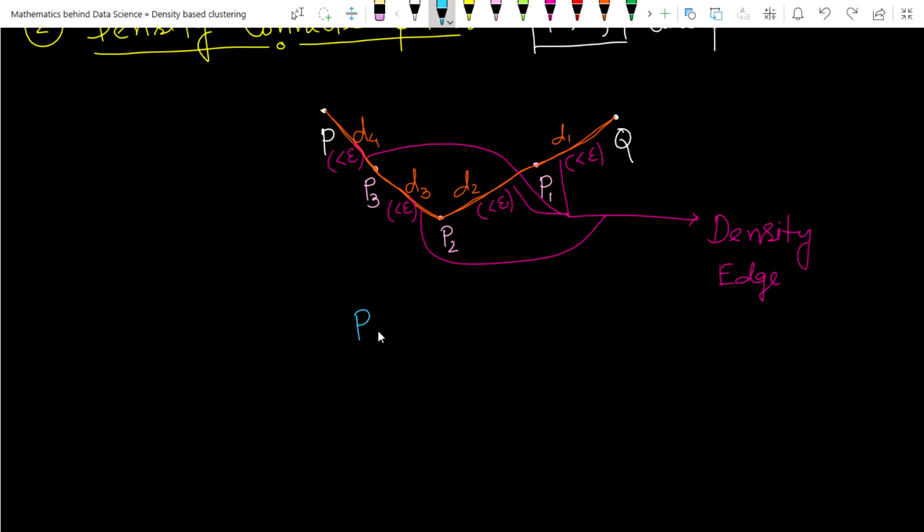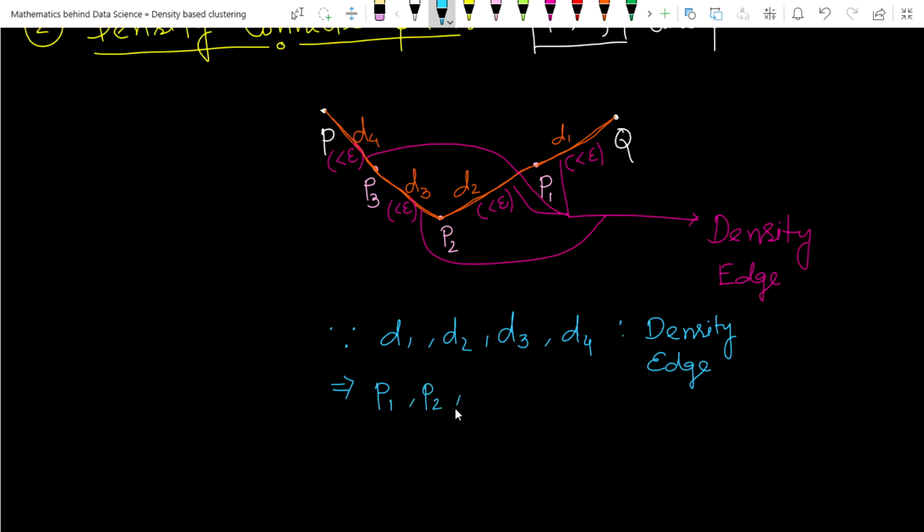So here we got that, since D1, D2, D3, D4 are the density edges, that implies our points P1, P2, P3 must be core points. Must be core points.